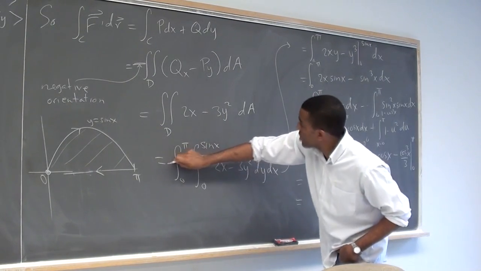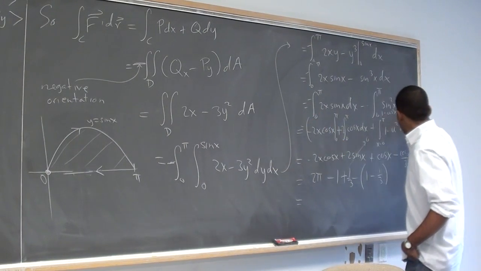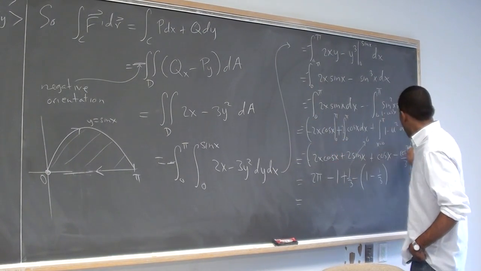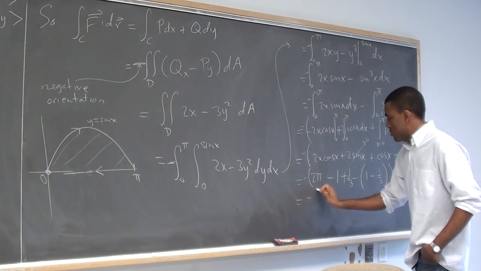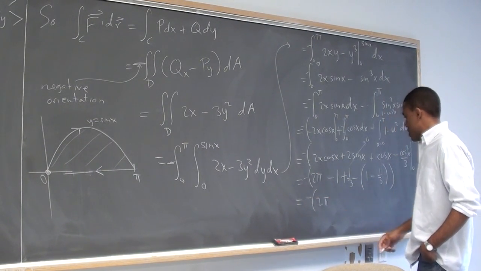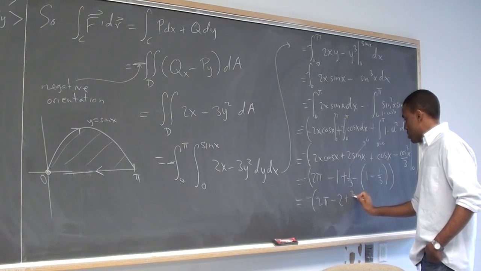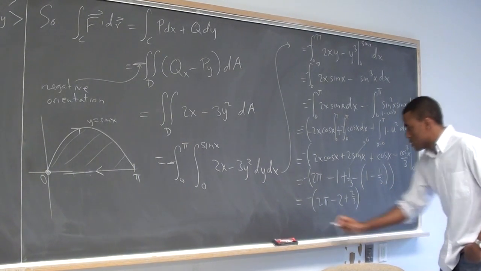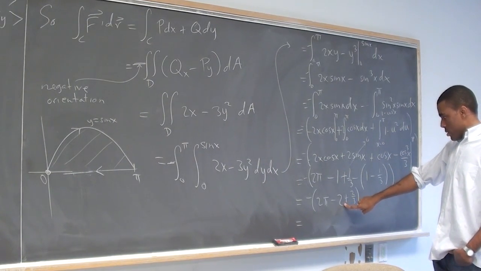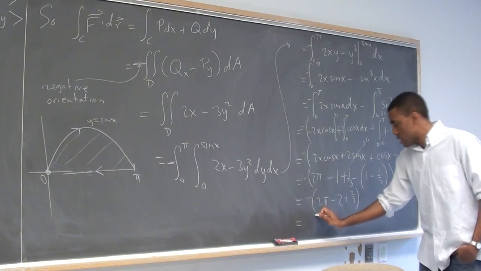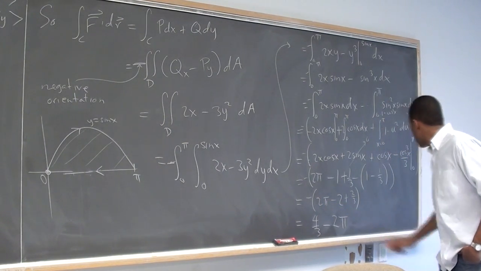I think I forgot a negative. Minus 2 plus 2/3. So this is 6 over 3 plus 2 over 3 is minus 4 over 3. To the negative, you get 4 over 3 minus 2 pi.